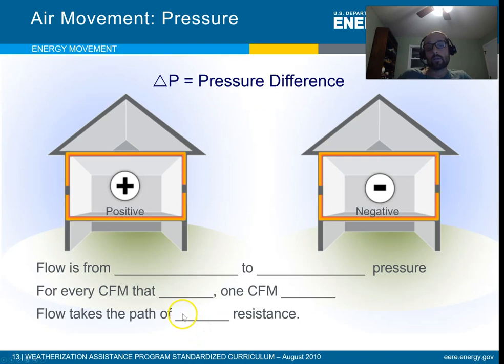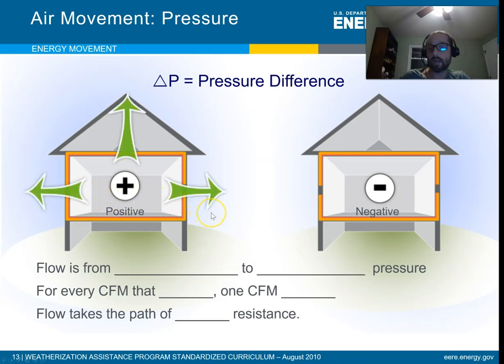Okay, and so again, on the left we have a building that's pressurized, okay, so it's high pressure with respect to the outside. And on the right we have a building that's low pressure with respect to the outside. So I want you to think about which way the air is going to flow if we have these little gaps in the wall. So again, high goes to lower pressure, high goes to lower pressure.